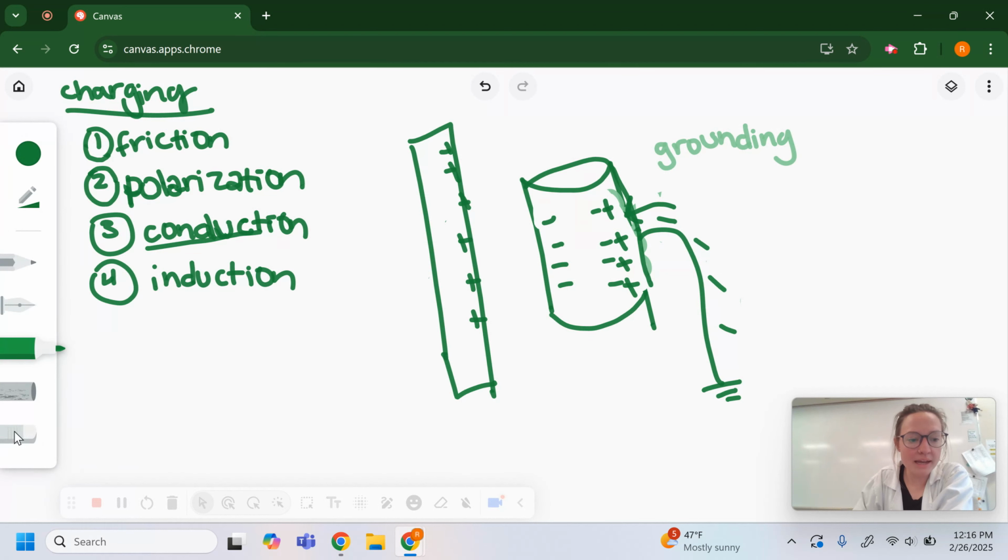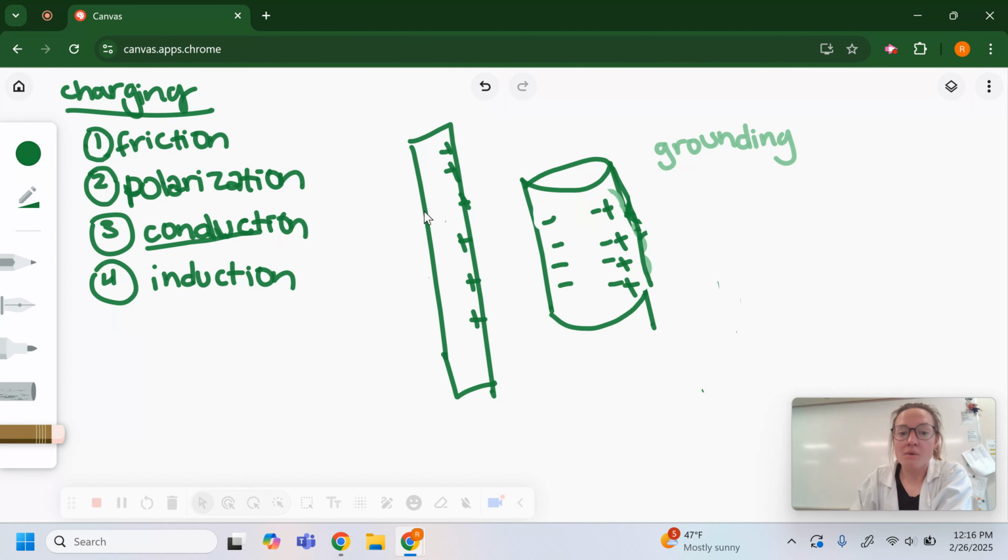When I pull away my finger here or my wire or whatever I'm using to connect it to the ground, all I'm left with on this aluminum can is a bunch of extra negative charges that ran up from the earth. When I finally pull this strip away too, then my aluminum can is negatively charged because it gained negative charge from the earth. Notice that I used a positively charged PVC to charge this thing by induction with a negative charge. So induction always changes the sign of the charge. And those are our 4 methods of charging.